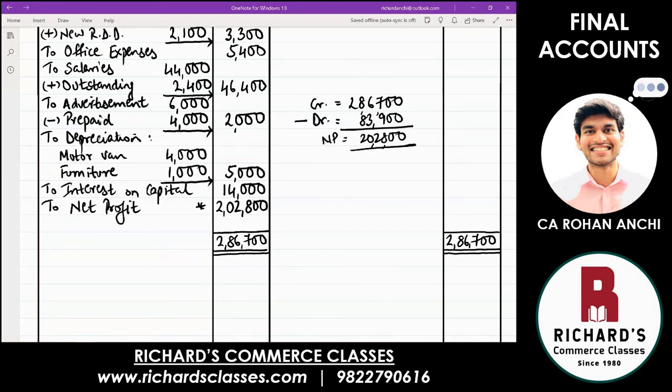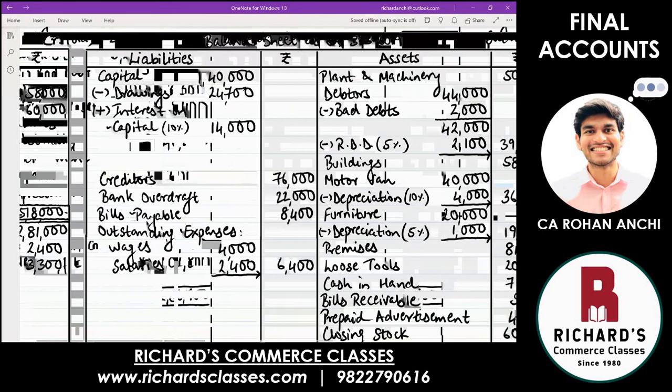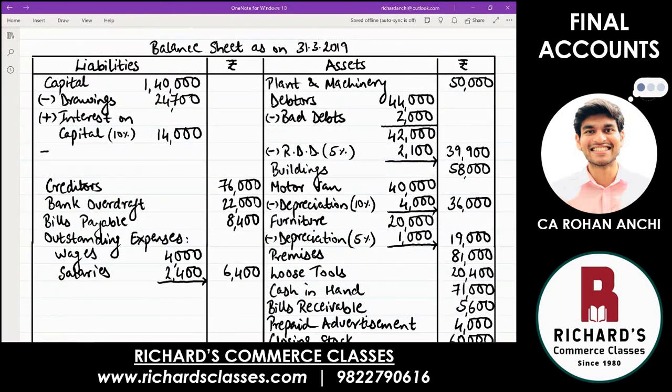And same thing, balance from one account is moving to the other. Gross profit from trading to P&L. Now this net profit from profit and loss account to the balance sheet. Where will you write it? Net profit increases the owner's wealth, and everything relating to the owner is written under capital. So below capital, plus net profit, that is 2,02,800.